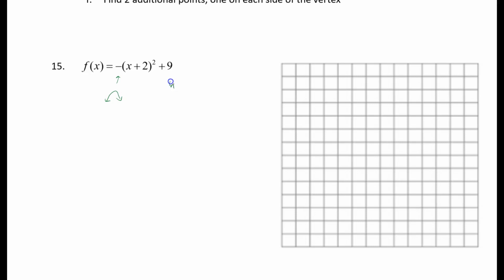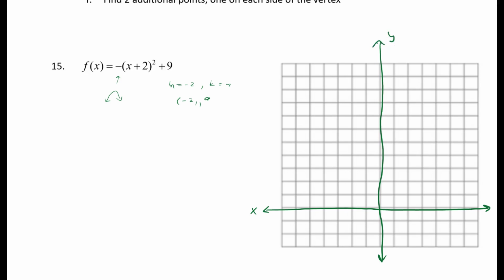Because h is negative 2, k is 9. So the vertex will be negative 2, 9. So I'm going to go ahead and draw my x-axis low here. And then we'll put the y-axis kind of right in the center.